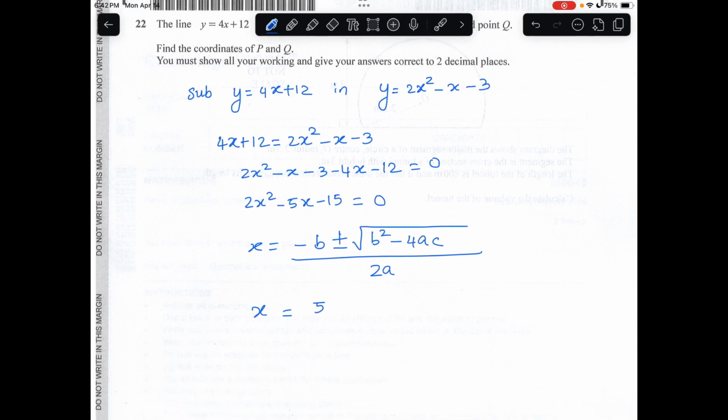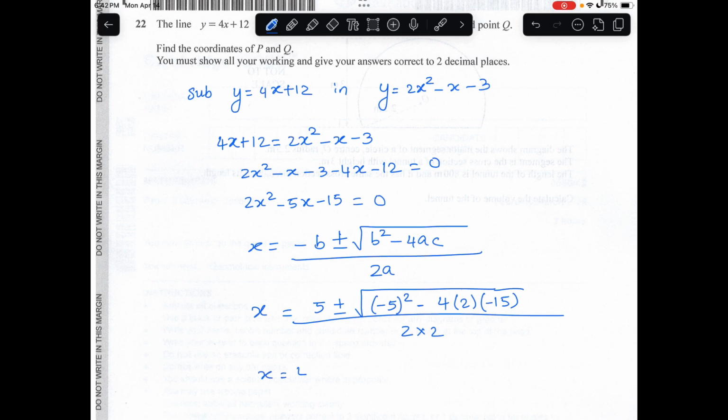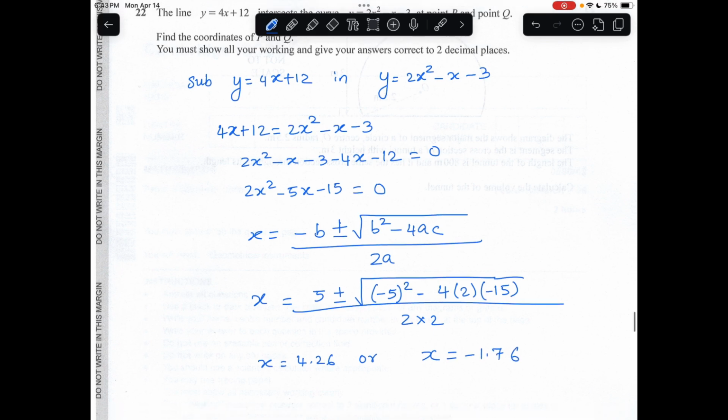Let us substitute. B is 5 because it is minus here and minus here, so minus into minus becomes plus. 5 plus or minus square root, put a bracket. Important to put a bracket, otherwise you're not going to get the method marks. Times 2 times negative 15, divided by 2 times 2. So x is going to be 4.26 or x is going to be negative 1.76.